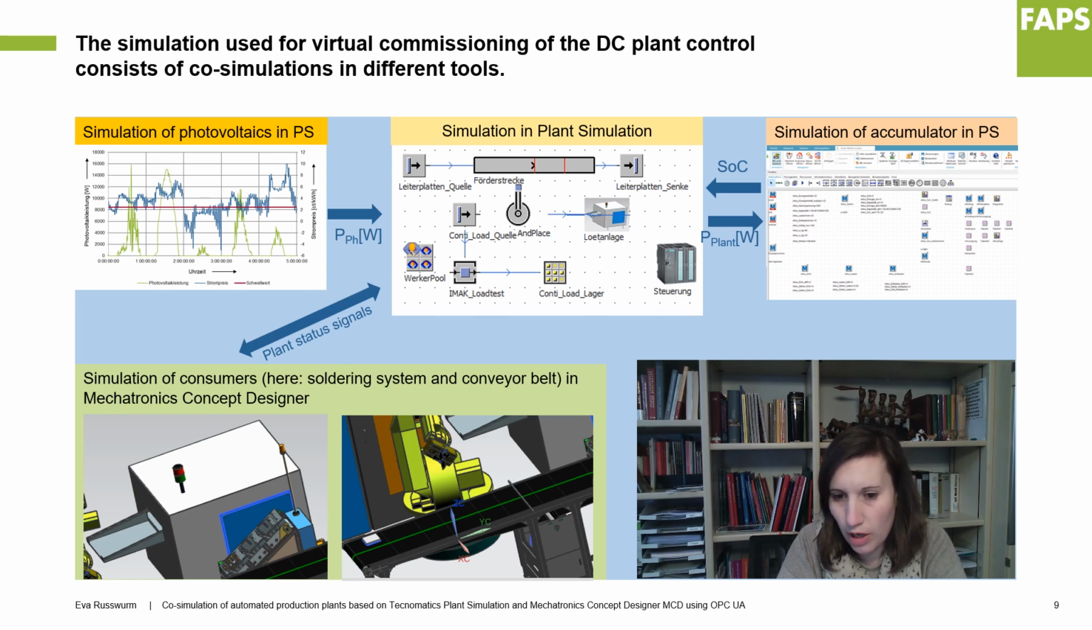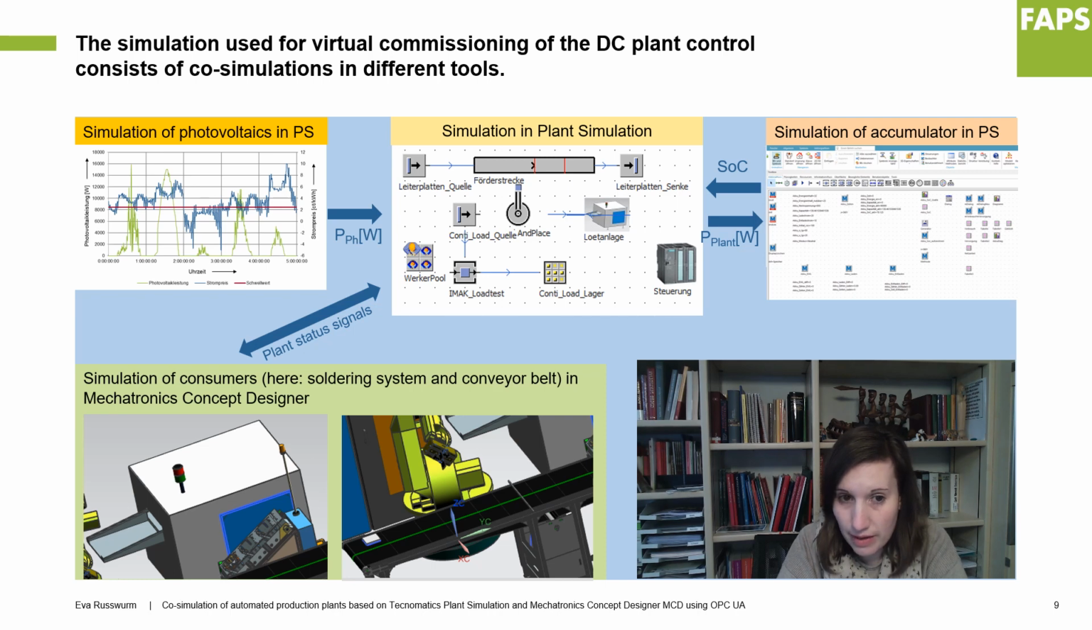Even if the model in plant simulation moves, it only moves into the state which is specified from the Mechatronics Concept Designer. So you get the state that the conveyor belt is running, and so the conveyor belt in plant simulation is running.